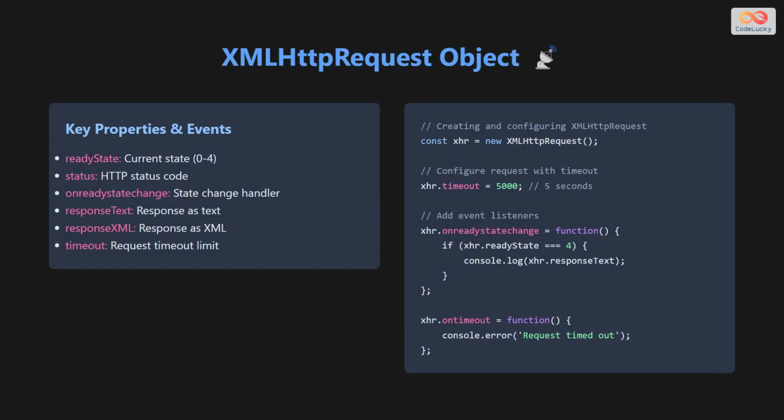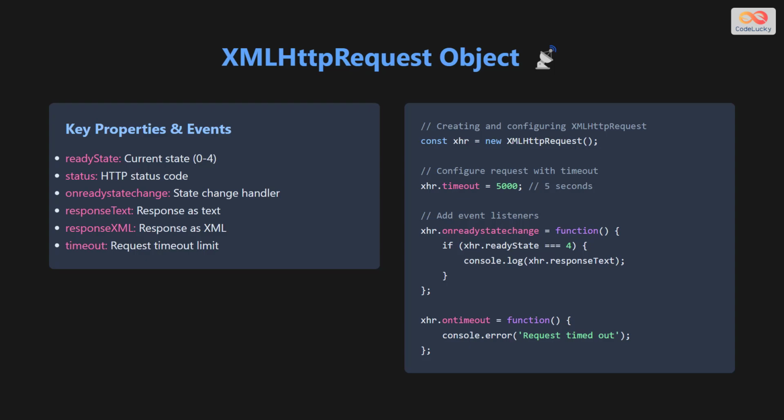The XMLHttpRequest object is central to AJAX and is what makes asynchronous communication with the server possible. It has several key properties and events. The readyState property indicates the current state of the request, with values from 0 to 4. The status property provides the HTTP status code of the response. The onreadystatechange event is a handler that is triggered each time the readyState changes. responseText is the response from the server as a string, and responseXML is the response as an XML document. Finally, the timeout property sets a limit on how long the request can take.